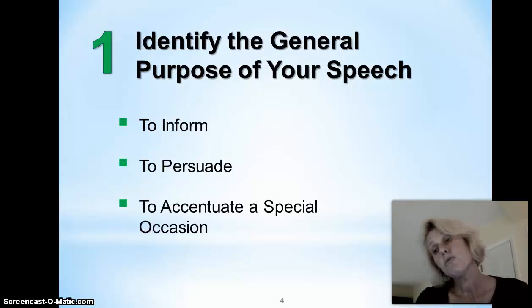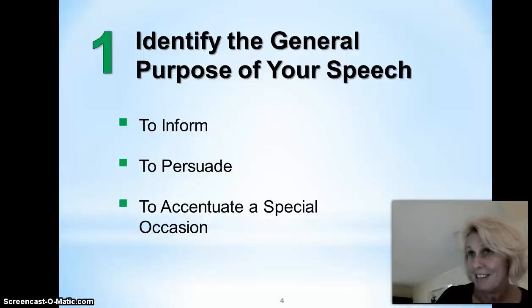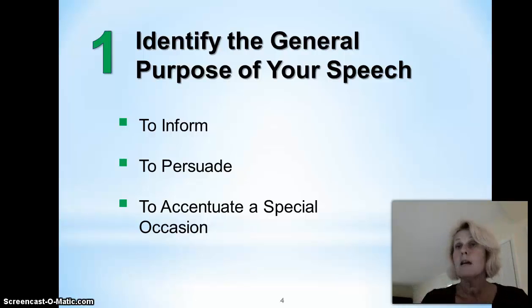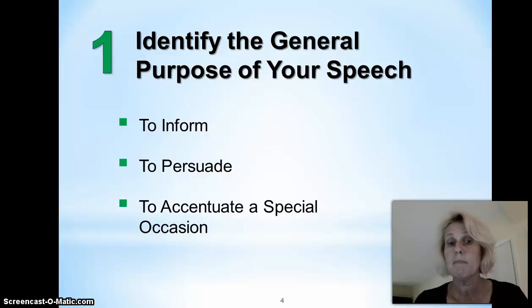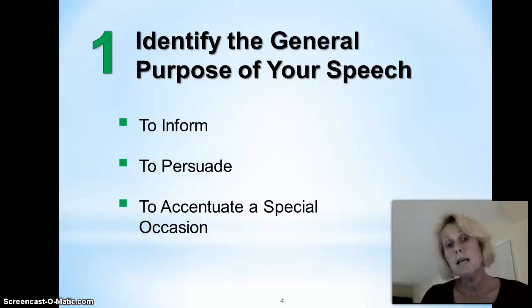As I said, there are three main purposes for speeches: to inform. That's where you want your audience to understand. Okay, the action on you is to inform, and you want them to understand or to appreciate, perhaps. To persuade them to do something or to believe in something. And lastly, to accentuate a special occasion. This is where maybe you're the best man or best woman at a wedding, a eulogy, commencement. We won't be covering that type of speech, but that's another general purpose type of situation.